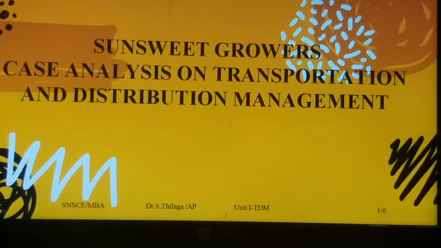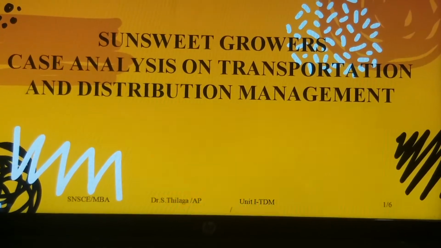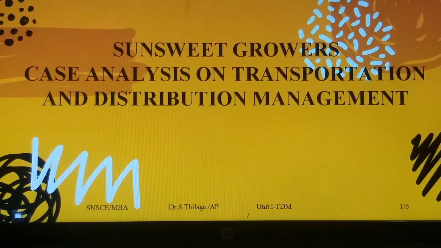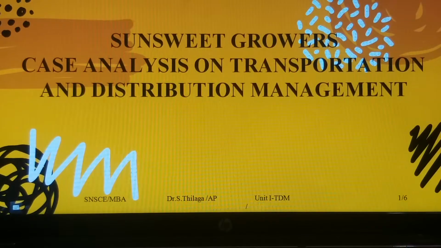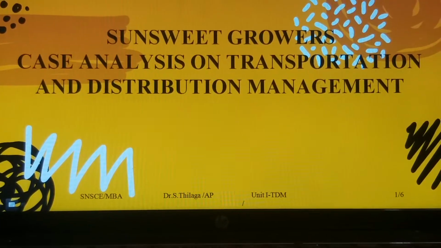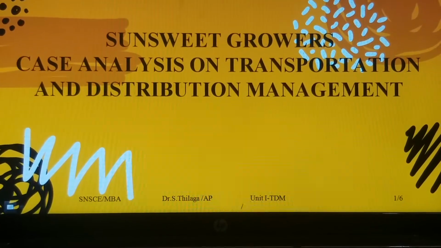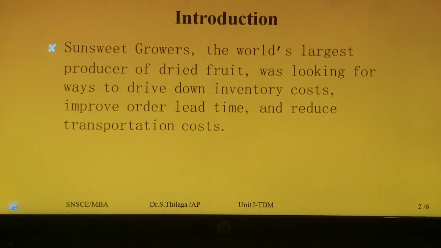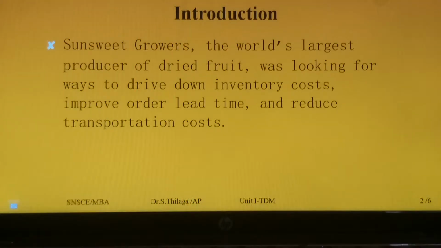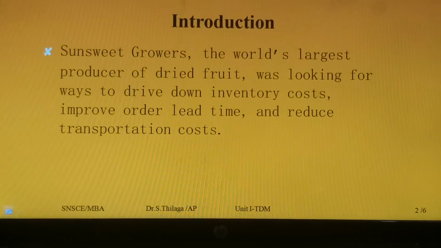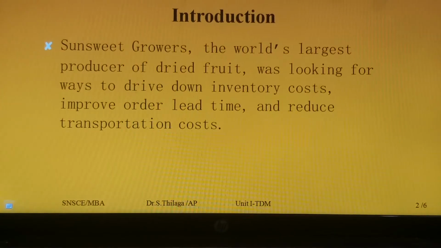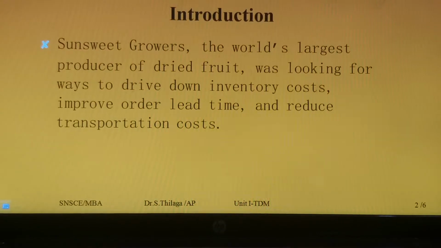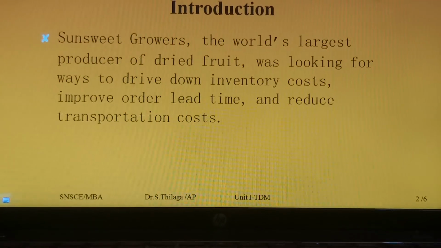Hello all, today we're going to see a case analysis on the problems faced by Sunsweet Growers in their transportation and distribution management. A small brief introduction about Sunsweet Growers: Sunsweet Growers, the world's largest producer of dried fruits, was looking out for ways to drive down their inventory costs, improve their order lead time, and reduce the transportation costs.